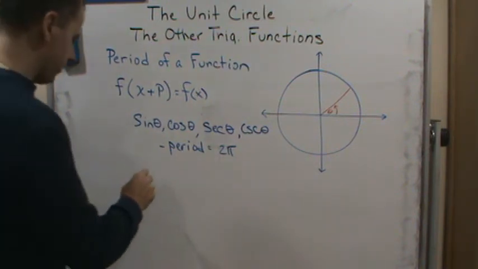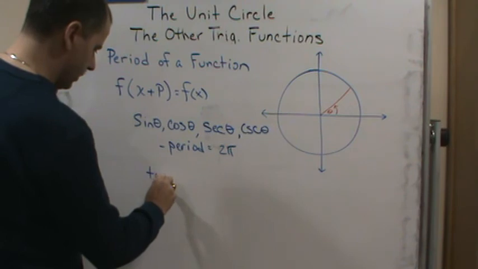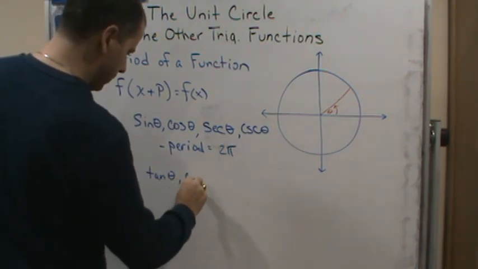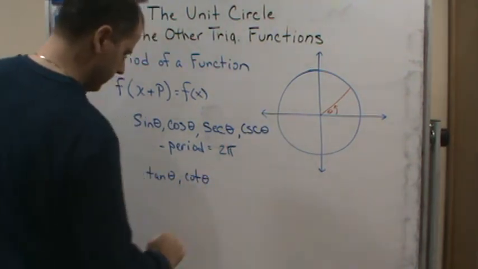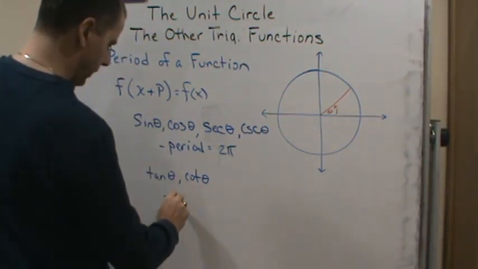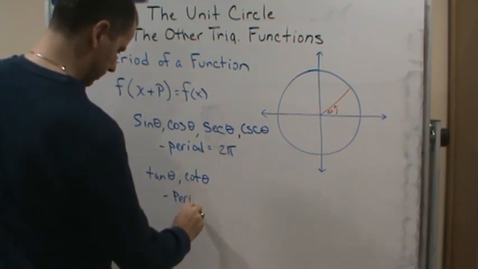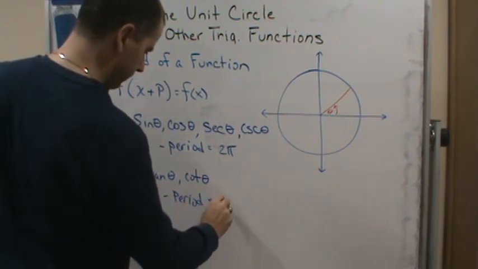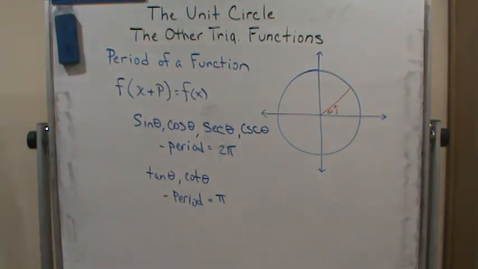Now, for the other two trigonometric functions, tangent and cotangent, the period is half that. They repeat their pattern every pi radians, or half a revolution, or in other words, 180 degrees. So just make sure you understand that, and that's what the period stands for.